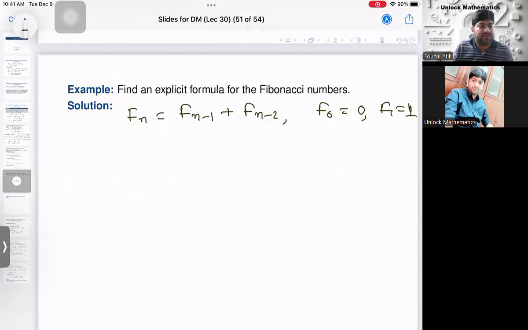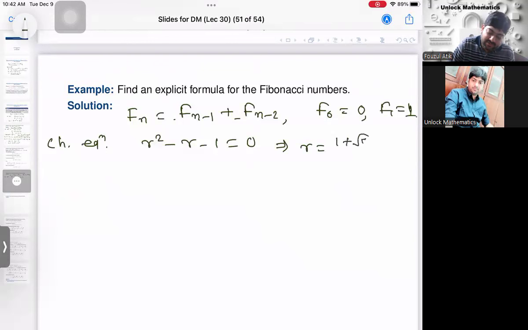Now how to solve it? We can solve it by the previous method. So what is the characteristic equation? Because it is of degree 2, it will become r square minus r, since the coefficient is 1, minus 1 is equal to 0. This is the characteristic equation. If you solve it, you will get two values: r is equal to 1 plus root 5 divided by 2, and 1 minus root 5 divided by 2.